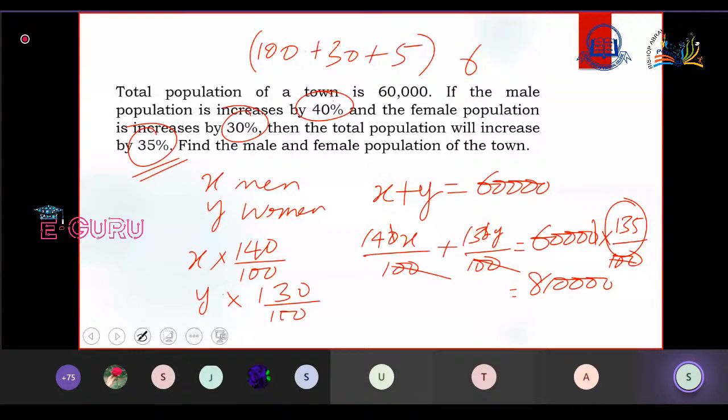If suppose you need to multiply 127 with the 7, what you need to do? You should make it 100 plus 20 plus 7, and now you can multiply with the 7. 100 into 7, 700, 20 into 7, 140. So 700 plus 140 is 840, plus 7 into 7, 49. So 840 plus 49 means 889, right?